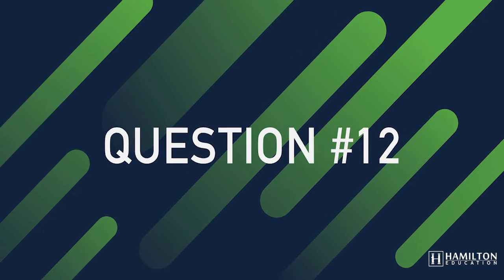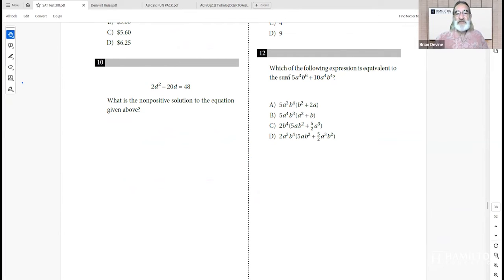Question 12. Which of the following expressions is equivalent to this sum? And I look at the answers, peek at them, and they're all factored. So I look for common factors in each of these, and I see that each of these I can pull out 5, I can pull out an a cubed, and I can pull out a b to the 4th. And if I take 5a cubed b to the 4th from the first term, I get b squared. And if I take 5a cubed b to the 4th from the second term, I get 2a. Oh, cool. A is the answer. It's right there.